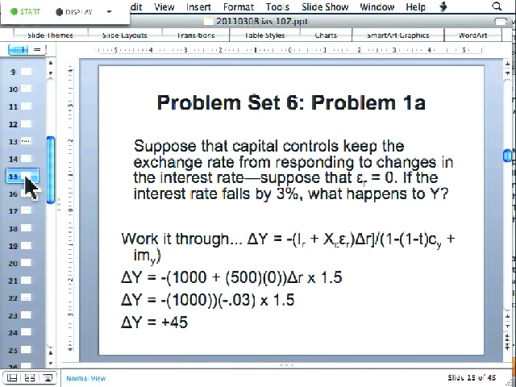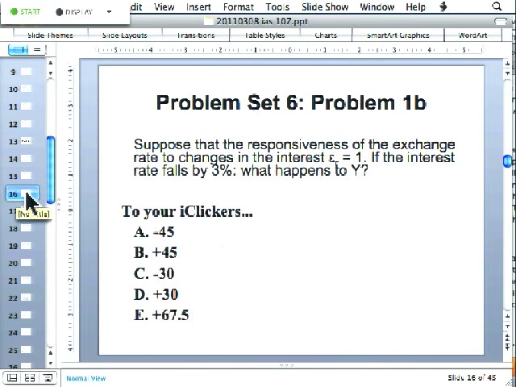For the answer to 1B, suppose we keep everything the same but change the responsiveness of the exchange rate to changes of the interest rate to 1. So that if the interest rate goes down by 1 percentage point, then the current value of the exchange rate goes down by 1 percentage point. It's as if people expect differences in the interest rate to last for about a year, and then to go away. If the interest rate falls by 3%, then what happens? Then what's going to happen to your real level of real GDP?